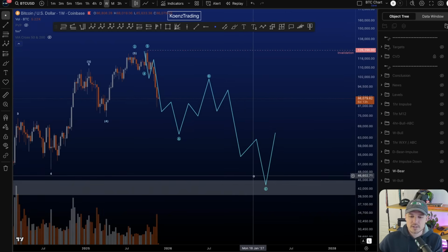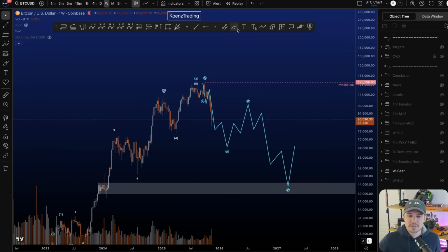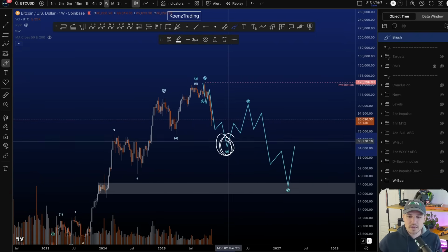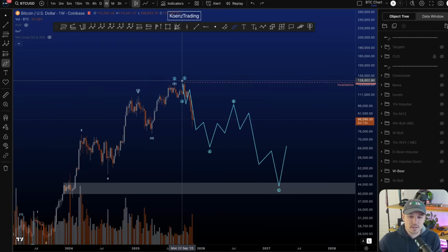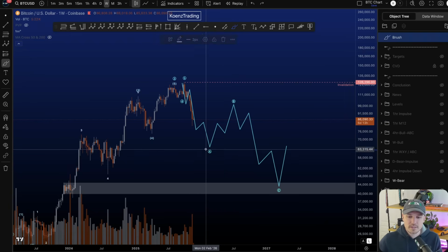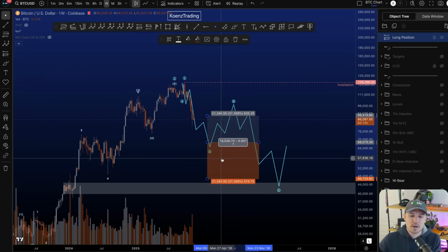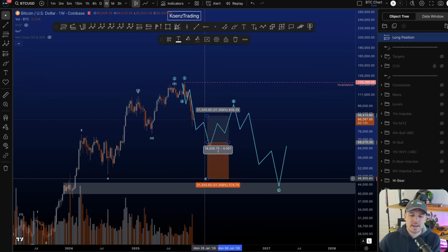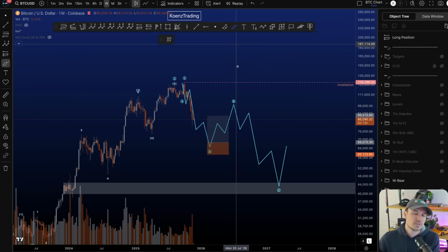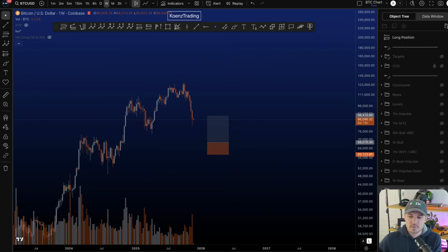Another scenario leads to much lower prices, but short term it's exactly the same as you're looking for a bounce in exactly the same area. So 1, 2, 3, 4, 5, but instead of labeling this a wave C, it's labeled as a wave A. The setup, however, and the trading opportunity is exactly the same. It's just that the management is going to be different.